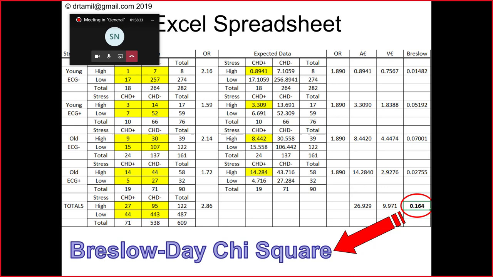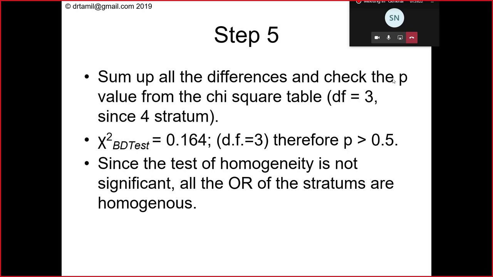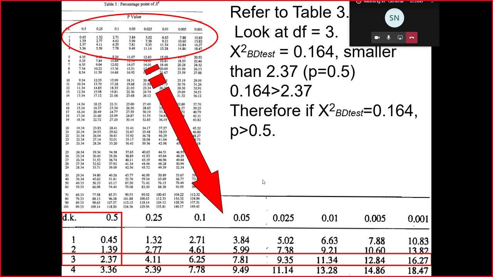So we sum up all the differences and check the p-value from the chi-square table. Now we have to look for the degree of freedom of 3. Why? Because we've got four different tables, four strata. Since the value is quite small, 0.164, the p-value is not smaller than 0.05. So all the odds ratios of the strata are homogeneous. If they are homogeneous, therefore, you do not have issues of interaction.